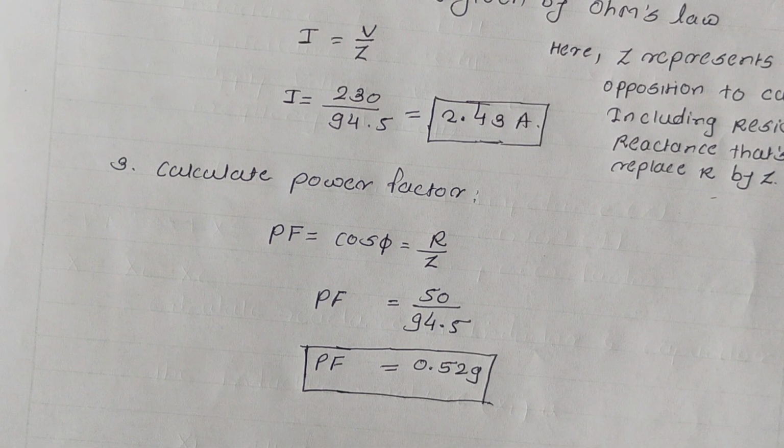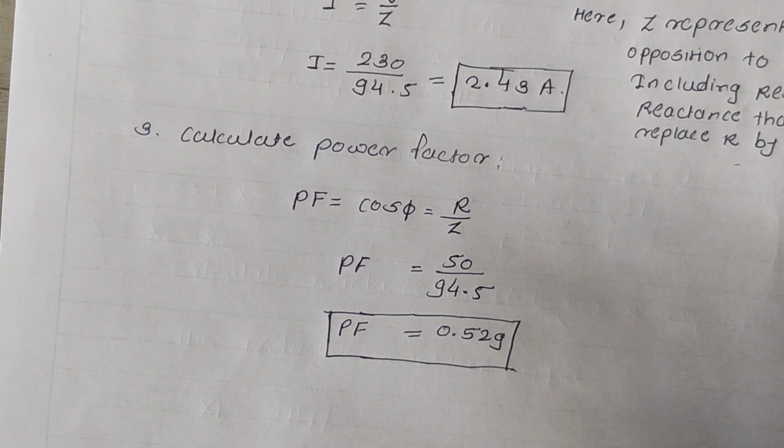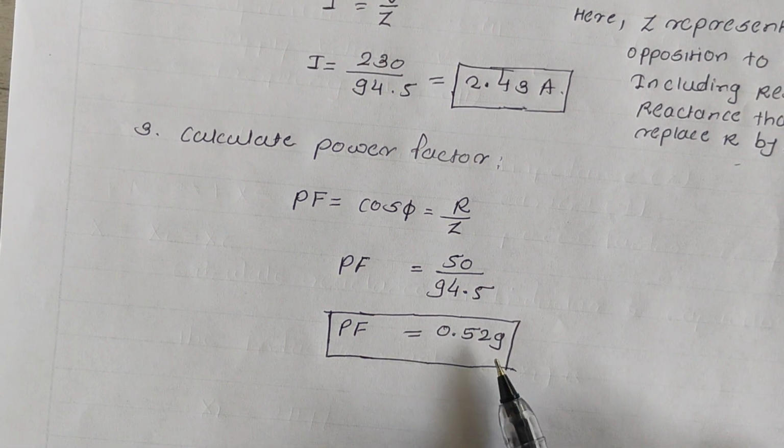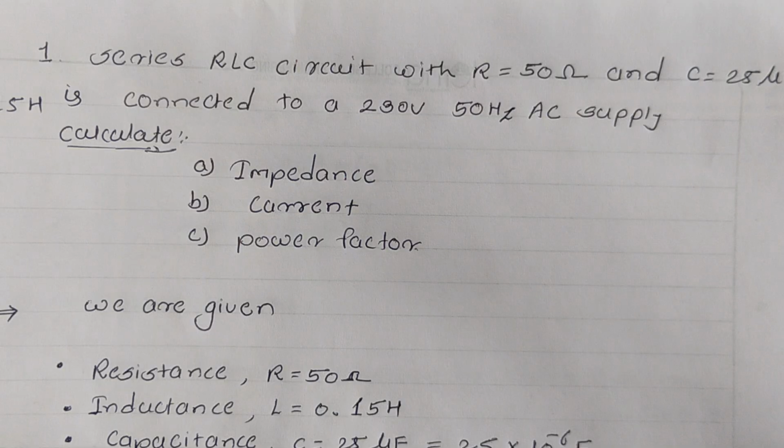Then we have to calculate the power factor. Power factor cos phi equals R by Z. So as we know the value of resistance 50 ohm and impedance Z equals 94.5 ohm, we get the value of power factor as 0.529.